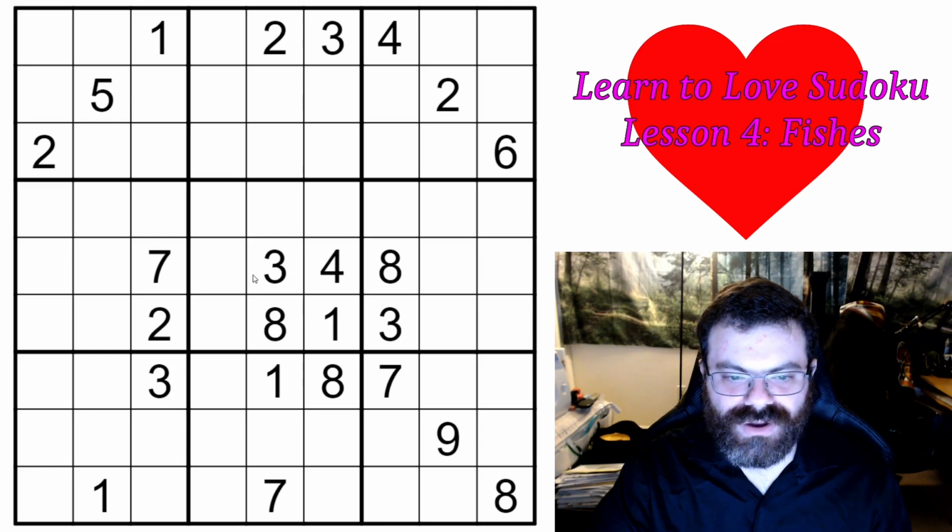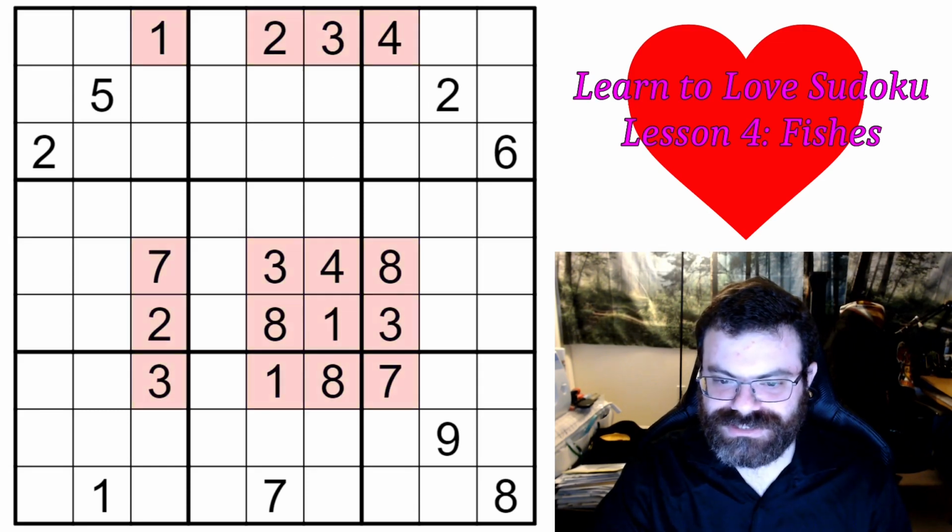So one thing, if you're thinking about whether a puzzle is going to contain fishes in it, this is a really good clue that it will. And this is basically what I've highlighted here. Let me just give it a nice little highlight here.